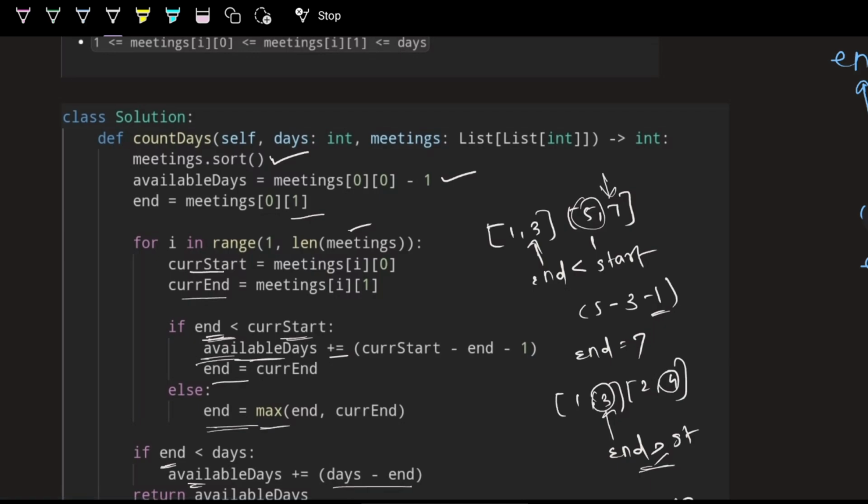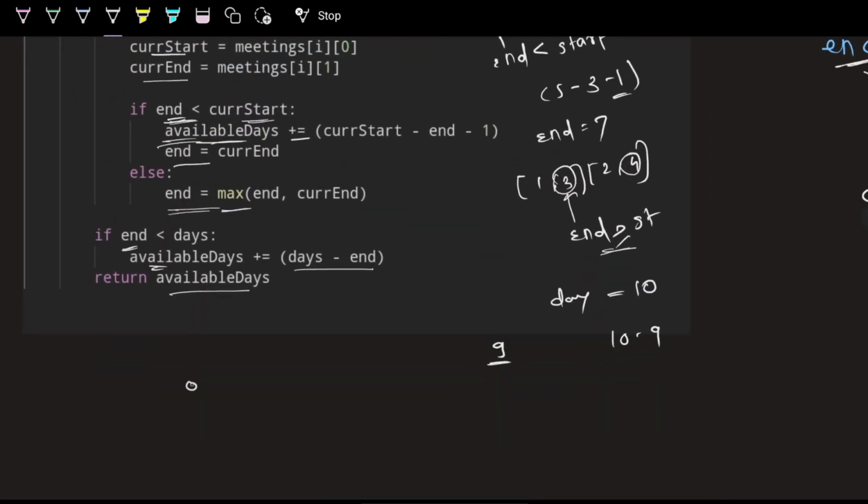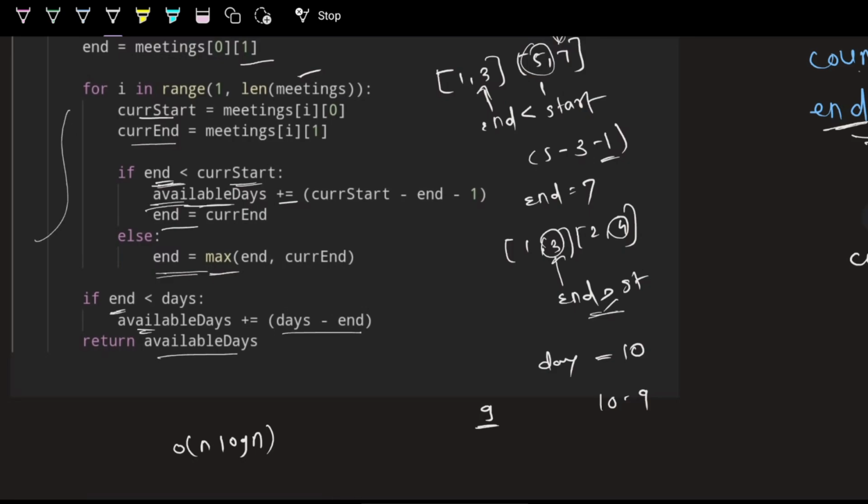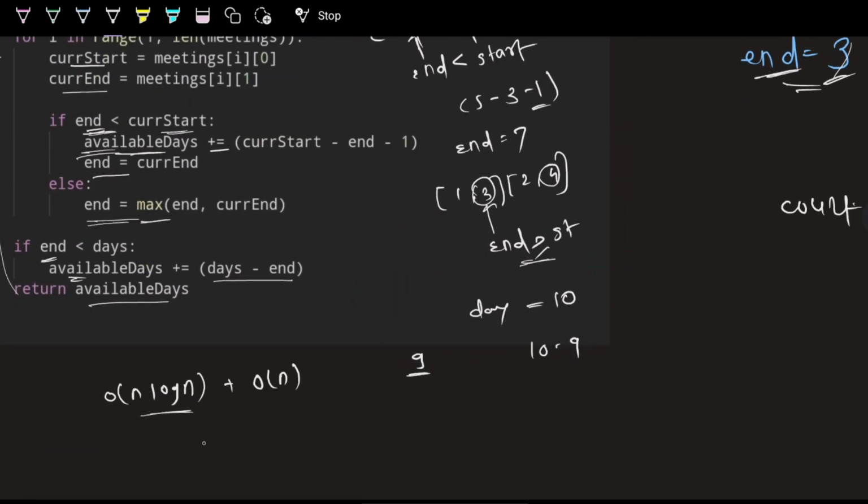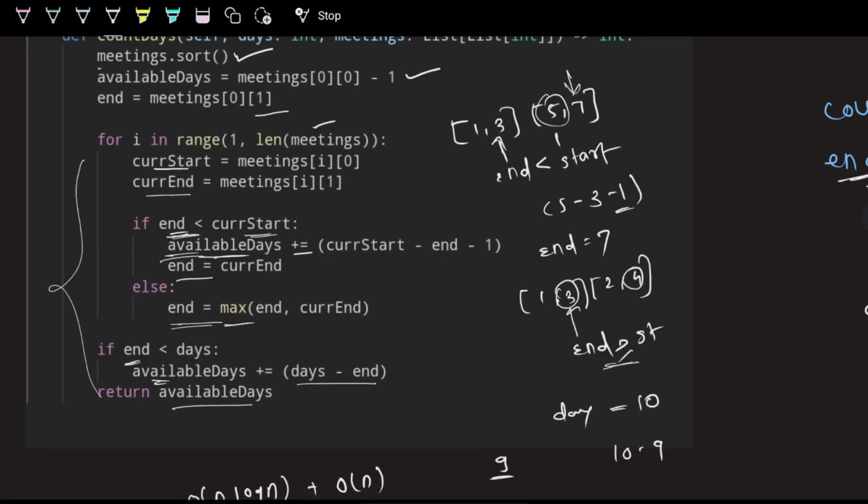So time complexity would be big O of n log n. Okay, big O of n log n. Why? Because we are doing the sorting of the meetings array, and I am just running the big O of n loop. So big O of n log n plus big O of n. So ultimately I will take the bigger one. So that is the n log n. And space complexity would be big O of 1 only, because we are not using any extra space. But yes, for this sorting we might need extra space, so that can be big O of n only.